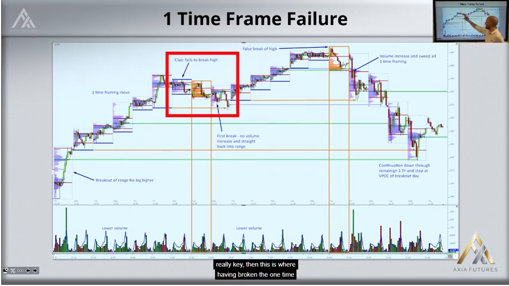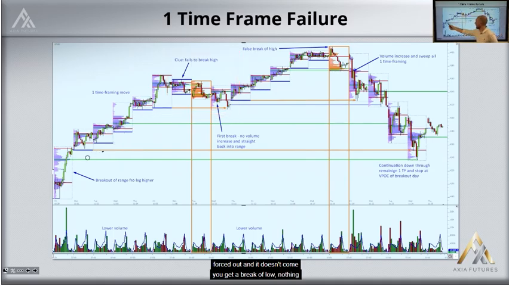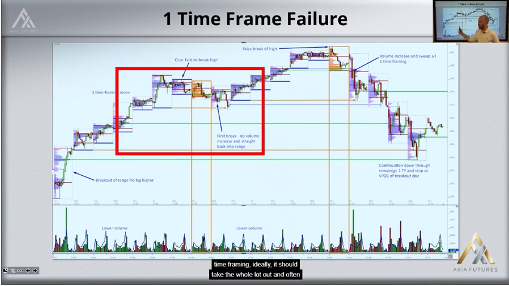This is where, having broken the one time framing, you want to see the liquidation. These people get forced out and it doesn't come. You get a break of low, nothing comes of it. A late break of low reaches the first low of the one time framing. Ideally, it should take the whole lot out, and often in one. So in this move that accelerates, it can take the entire one time framing move out. And on the back of this, you then get a gap up and it starts again.